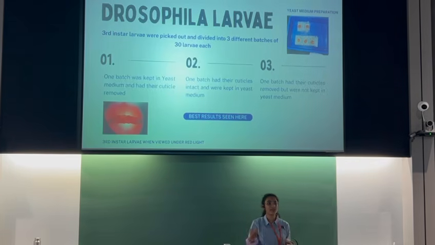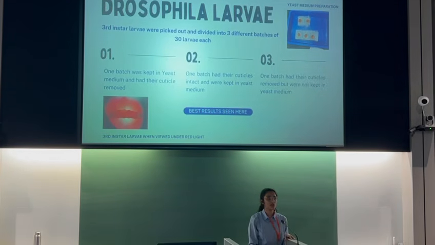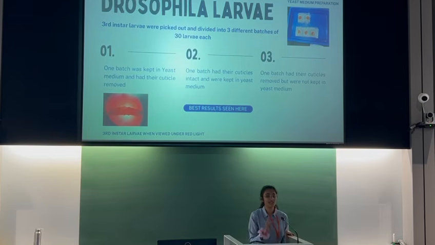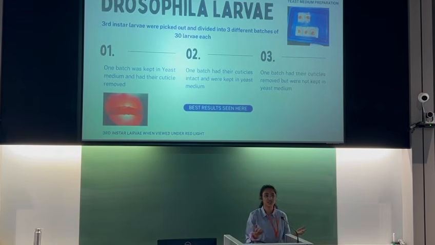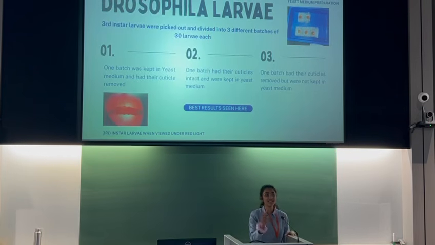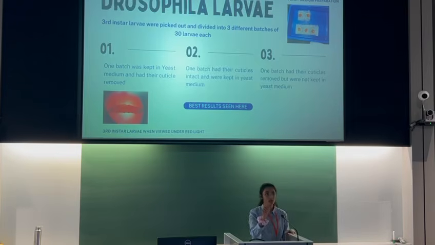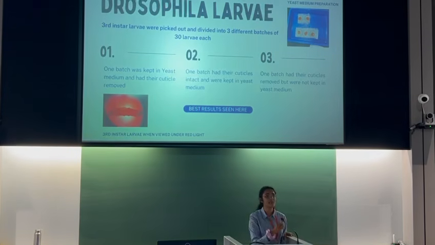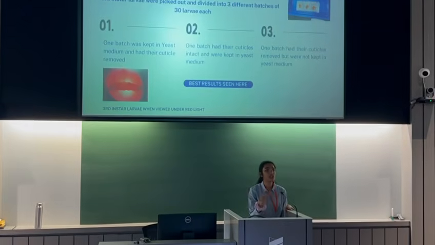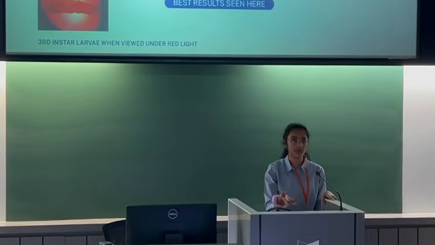Next, we experimented on Drosophila larvae. So, we used third instar larvae and divided them into 3 sets of 30 larvae each. We wanted to see what conditions for the larvae can give you optimum results. So, we tested for 2 separate conditions. One was the presence of yeast in the medium in which you keep your larvae. And the second was whether or not the cuticle of the larvae is degraded.